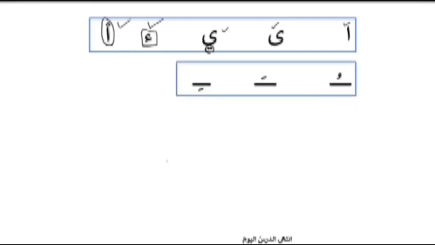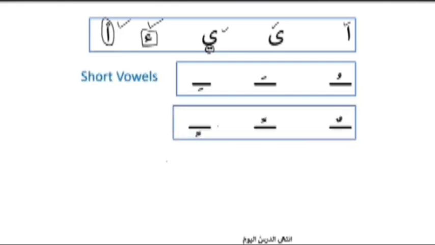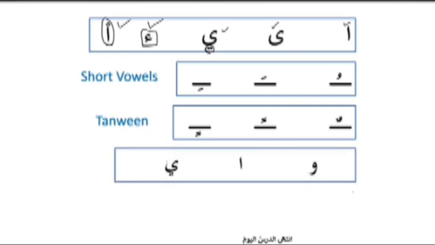What about these three signs over here? Dhamma, Fatha, Kasra. Okay, are these long vowels or short vowels? Short vowels, excellent. Perfect. Then we have the next one. What do we call them? Tanween. Okay, Dhammatan, Fathatan and Kasratan, and what's the name? The name is Tanween. Nunation or Tanween, excellent.